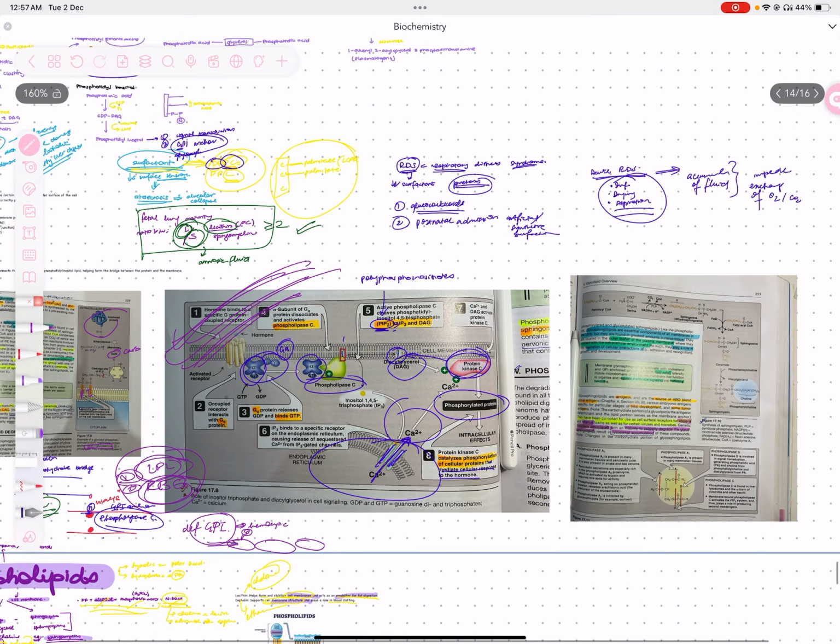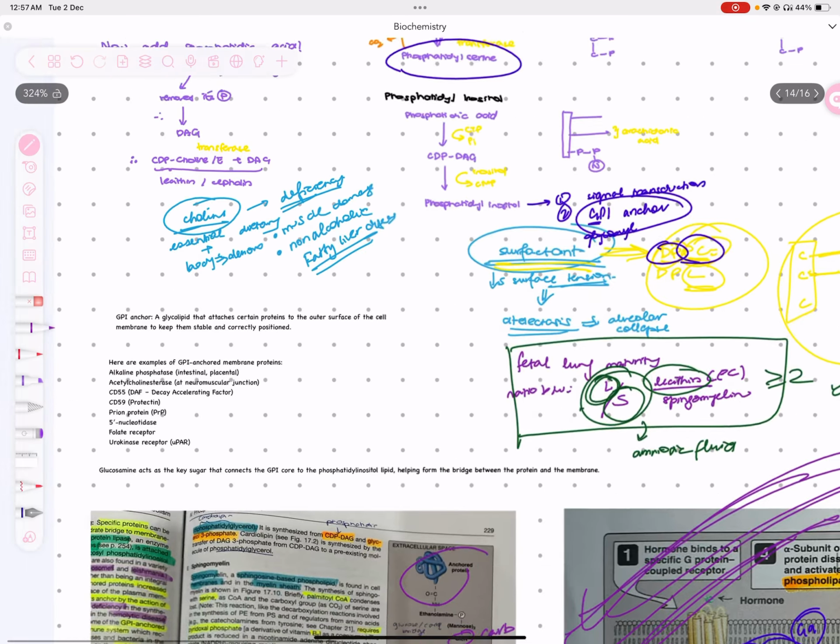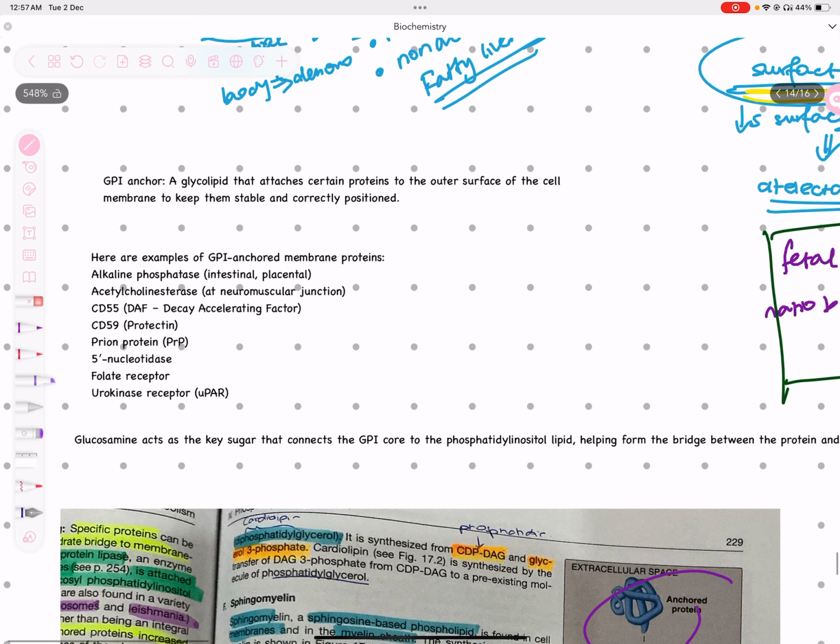Now, when you talk about glucosamine and all the anchored proteins, what comes to your mind? Let's see this extra information. GPI anchor is a glycolipid; actually it's not a glycolipid, but I found this on the internet. It is a phospholipid, and that too a glycerophospholipid, and a glycolipid is basically a glycosphingolipid, remember? Anyway, if the internet says so, maybe it can be true as well. I'm not very sure about that, but okay. It attaches certain proteins to the outer surface of the cell membrane to keep them stable and correctly positioned.